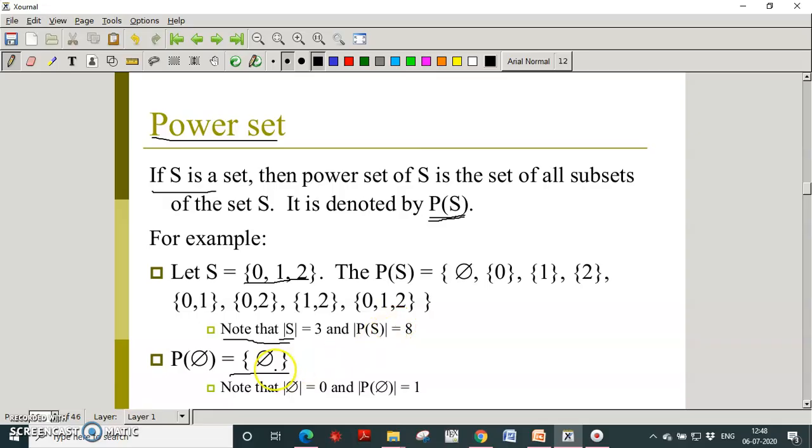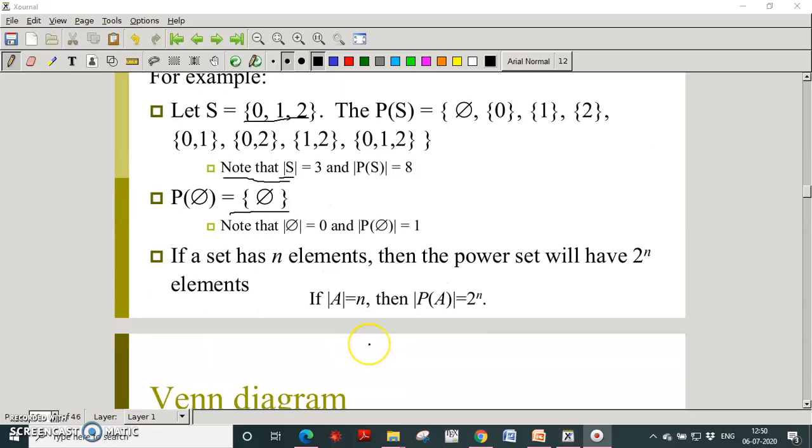Another example: we have to find the power set of the empty set. The empty set has no element, but when we find the subsets, as mentioned, 2 to the power n means 2 to the power 0 equals 1, so there is 1 subset. We know that every set is a subset of itself, so the empty set is a subset of itself, and the set of all subsets is known as the power set. So this is the power set of the empty set. If a set has n elements, then the power set will have 2 to the power n elements. So if the cardinality of A is n, then the cardinality of the power set of A is 2 to the power n.